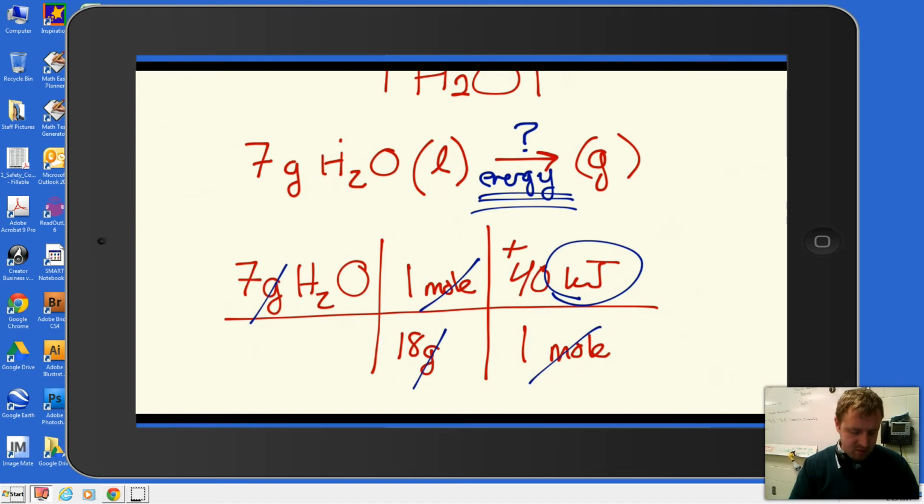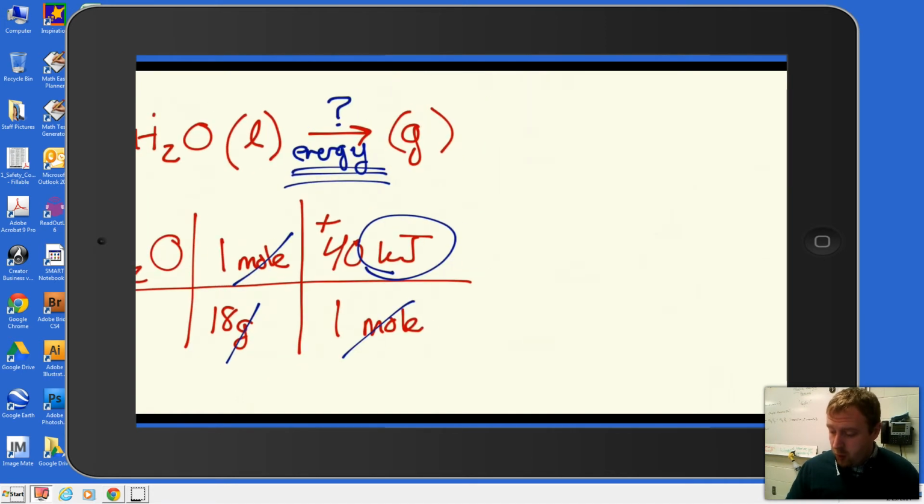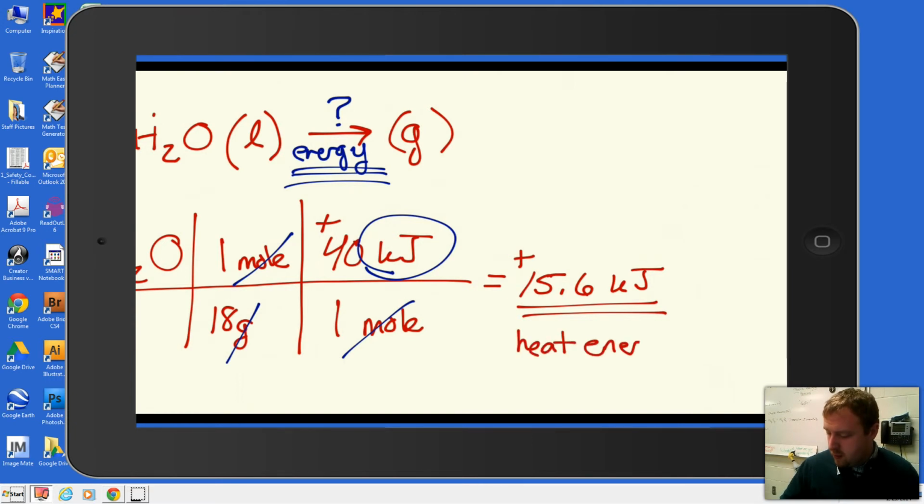And we're going to go 7 divided by 18 times 40 is 15.6. Okay, and because I should probably be more conscious of significant figures, but for this problem we'll just assume 3. So this is going to be 15.6 kilojoules of energy. And because it's positive kilojoules, that implies heat energy input.